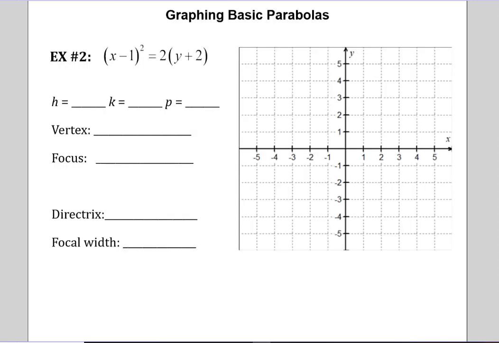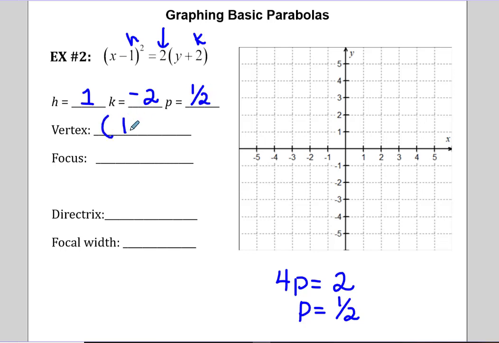Okay, so now that we have those notes, we're going to look at graphing this basic parabola that's been translated off of the origin. And this is my h, and this is our k, and it's x minus h and y minus k. So h is positive 1 and k is negative 2. And this is where we're getting our p-value. So 4p is in the place of 2, which tells me p is 1/2.